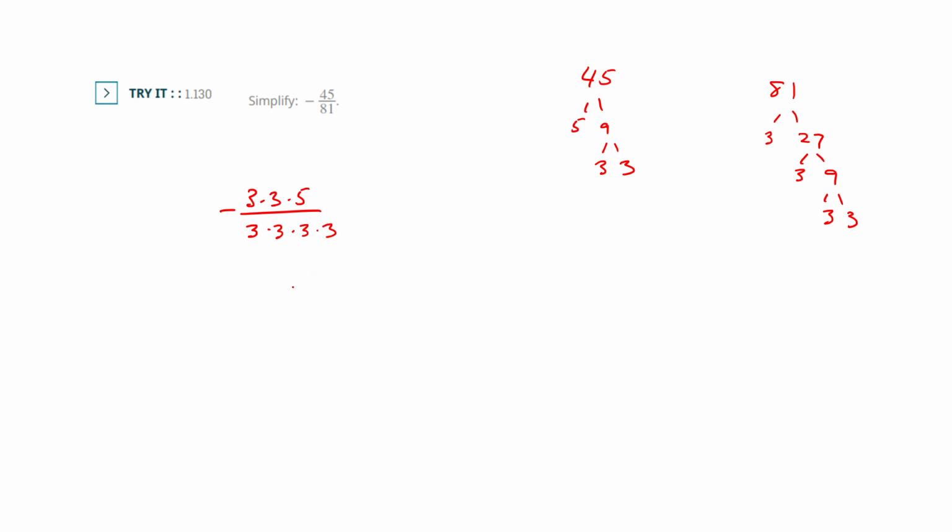Okay, so I have factored these in their prime factors. Well, with factors you can cancel the matches. So I've got negative 5. I'm going to put the 3 times 3 back together and get 9.